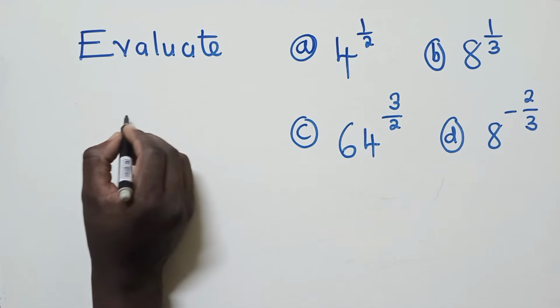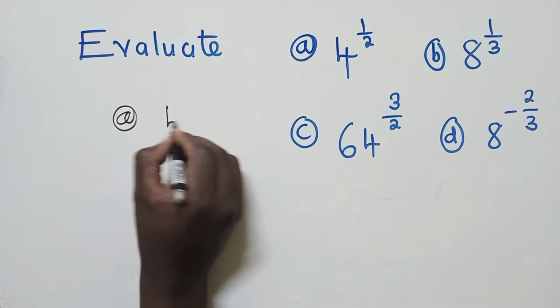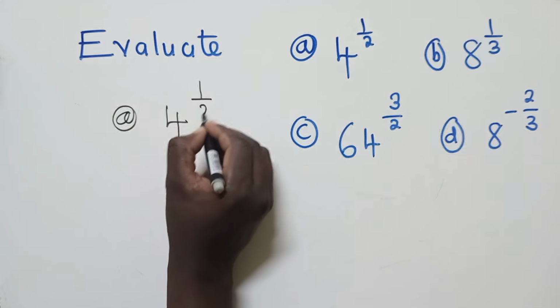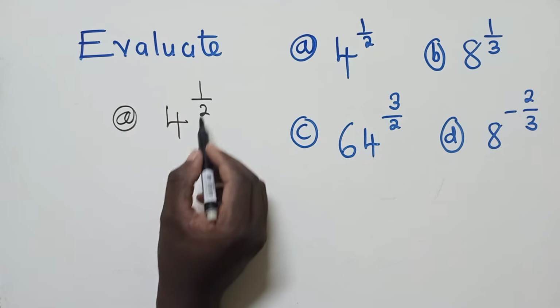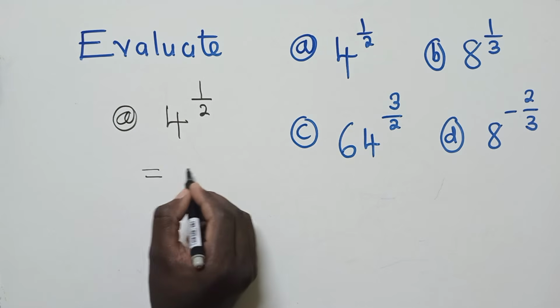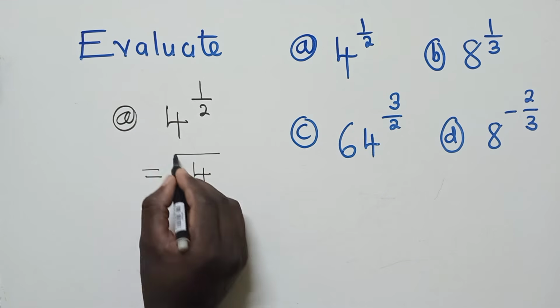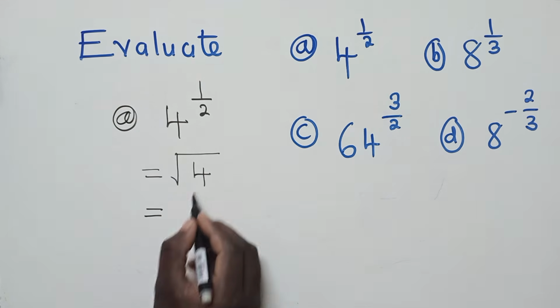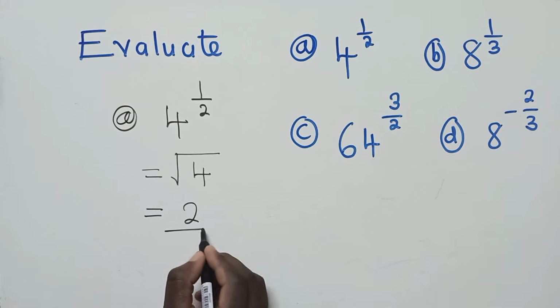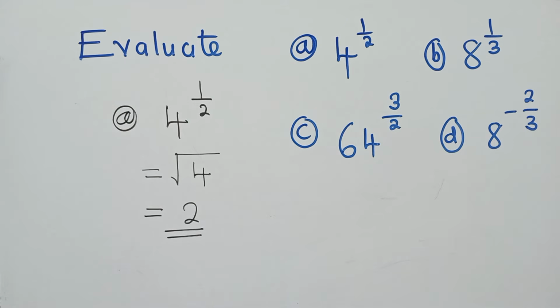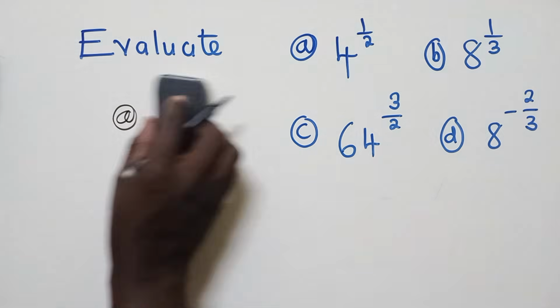So let's go to A. We've got 4 power 1 over 2. So what did I say 1 over 2 is? I said this is simply a square root. So find the square root of 4, which is a 2. Done. That's the solution. We go to B.